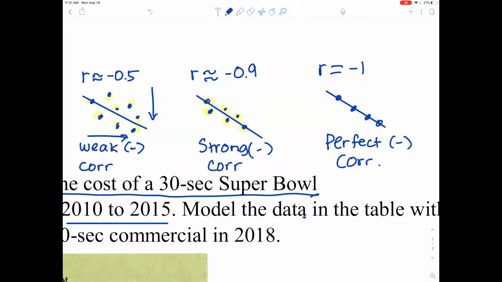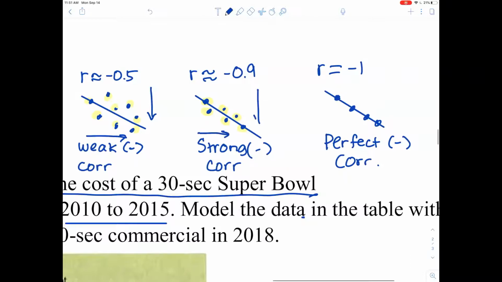Okay, if it's really strong, same idea here. Those points, a negative 0.9 is a really strong negative correlation. So as you go right, your points are dropping, and they're tending to do that, and they're tending to cluster pretty close to a line.